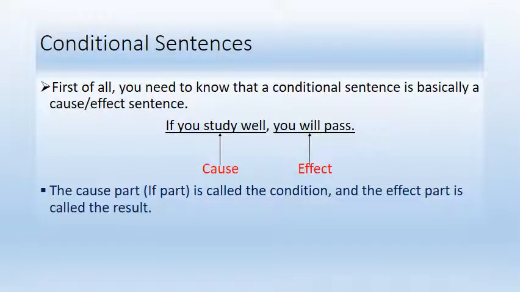Now conditional sentences. First of all, you need to know that a conditional sentence is basically a cause-effect sentence where the cause part is the if part, the condition, and the effect part is the result. Example, if you study well, cause or condition, effect or result, you will pass.